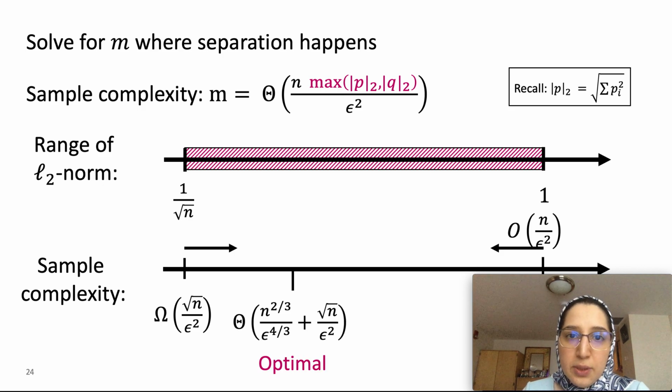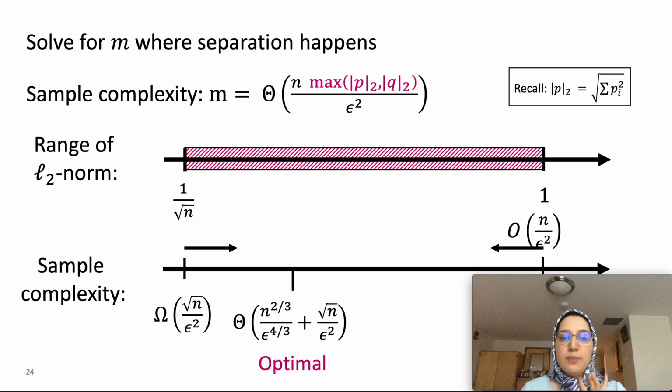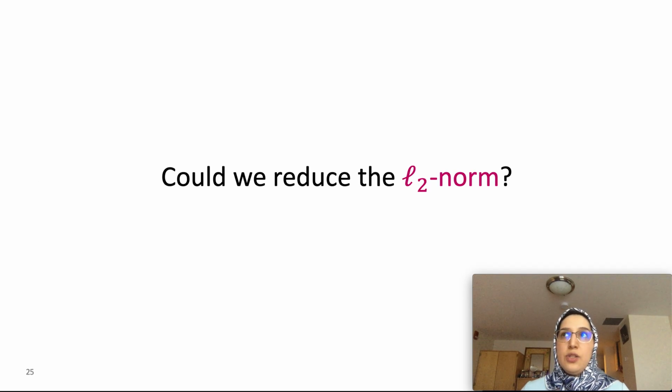In fact, the optimal result for testing closeness is n to the 2/3 divided by epsilon to the 4 over 3. This is usually the dominating term. But how can we achieve the optimal result with this tester? As we see, the sample complexity is proportional to the L2 norms. So we are looking for an approach to reduce the L2 norm of the two underlying distributions. But how can we do that?